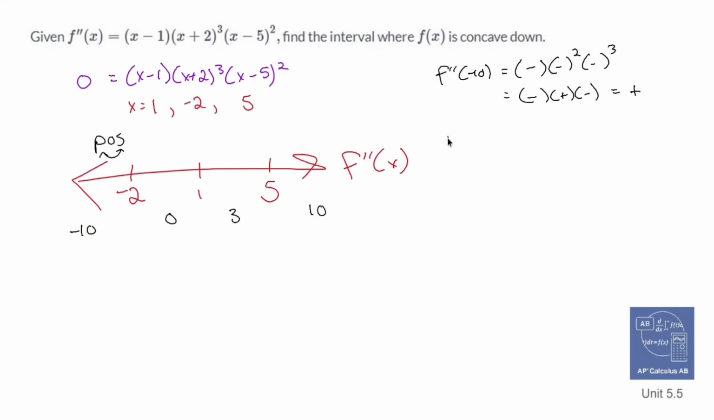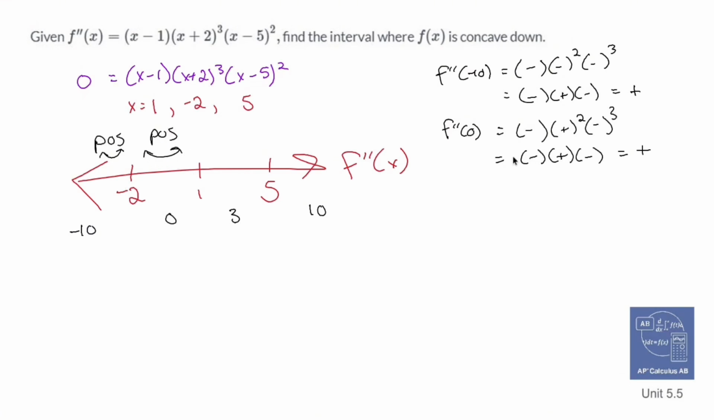Okay, let's try it again for 0. F double prime of 0 is going to be 0 minus 1, which is negative. 0 plus 2, which is positive, squared, and 0 minus 5, which is negative, cubed. That's negative times a positive times a negative, which is interesting, positive. Now the reason why that's interesting is because we had even multiplicity. Oh, actually, no, that's odd multiplicity. Oh, super strange how that happened. Super strange indeed. So you're positive, which means you're concave up still.